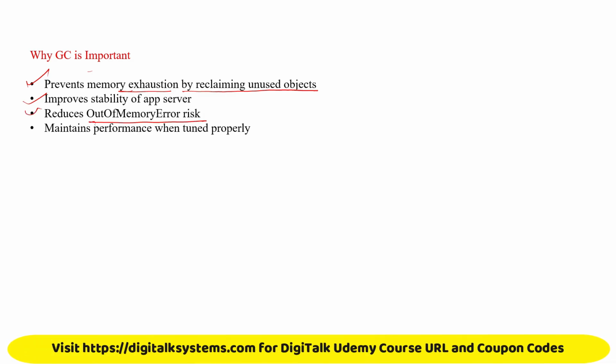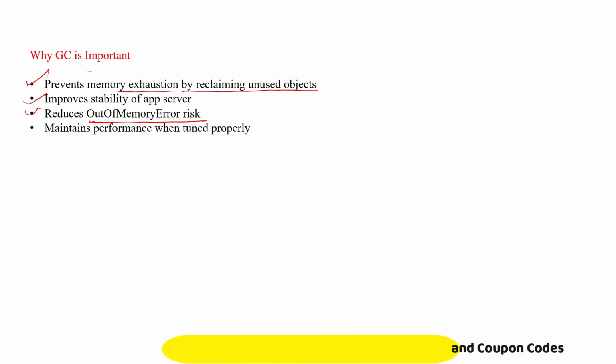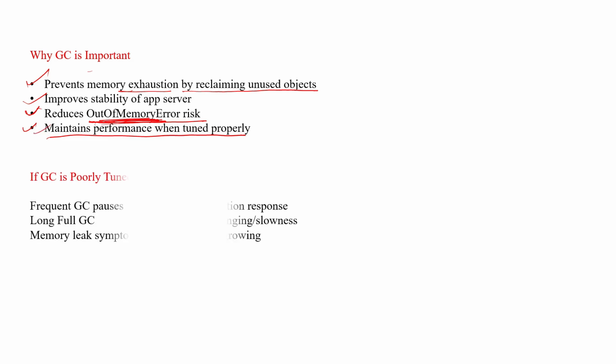Suppose your heap size is getting full and it is not getting cleaned properly, then we get out of memory problems. So garbage collection reduces the out of memory problems and maintains performance when tuned properly. If you tune properly, your garbage collection takes very little time, and definitely the performance of your application will increase. If your GC is poorly tuned, what will happen? There would be frequent GC pauses, and your application is definitely going to be slow.